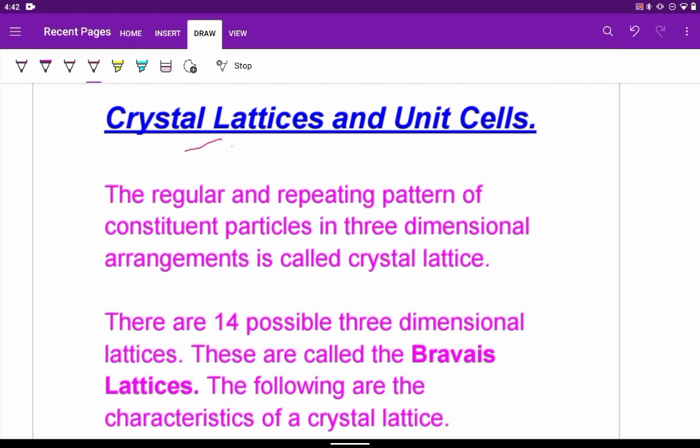Then what is the unit cell? A unit cell is the smallest component of a crystal lattice. When we repeat these unit cells in different orientations, it creates the entire crystal lattice. So we can say that a regular and repeating pattern means it is very regular and it repeats itself. A repeating pattern of constituent particles in a three-dimensional arrangement is called a crystal lattice.